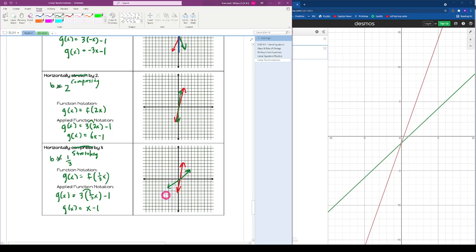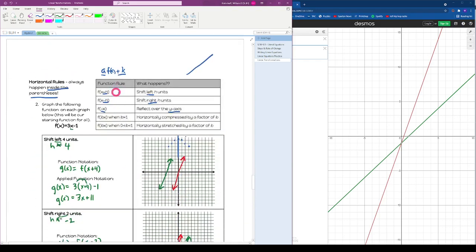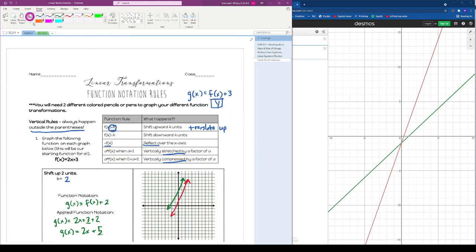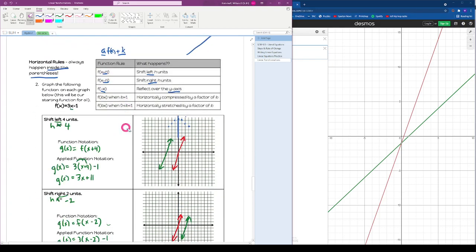So that is the concepts here, and the really key information is what's in these 2 tables. If there's something that you need to study and memorize, it's these horizontal rules for what happens when we put an h or a b inside the parentheses, and these vertical rules for what happens when we put a k outside parentheses, a negative, or an a outside parentheses. So whether we're modifying our y values, our outputs, or modifying our inputs or our x values.